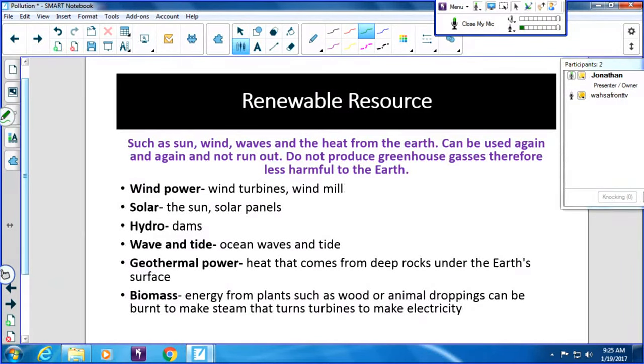And again, it is always there. Sure, wind turbines, windmills, and solar panels are expensive, but again, think long range, the long picture. It is always going to be there and it's always going to be effective. So again, a renewable resource is always there. It will not be gone.